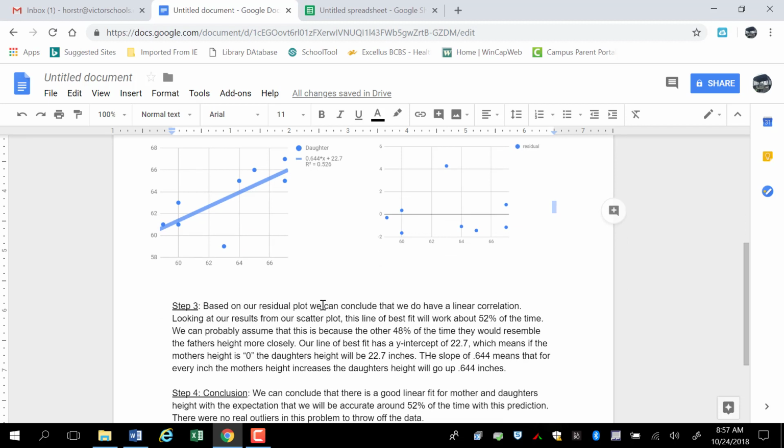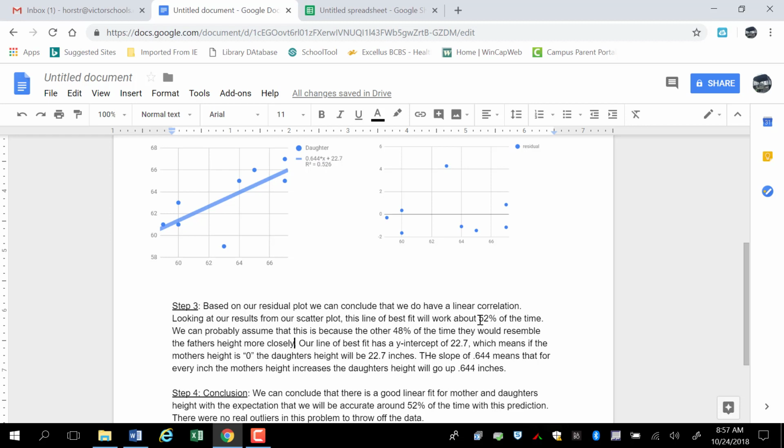Now, step 3 is analyzing the residual plot and the graph and what all of this means. Based on the residual plot, we conclude we have a linear correlation. The reason why is those points are scattered evenly around this line. That means it's a linear correlation. The line of best fit will work about 52% of the time. That's because our R squared is 0.52, or 0.526. We could probably assume it's because the other 48% of the time resembles a father's height more closely. So what I'm doing is introducing some reasoning for why that is about 50%.